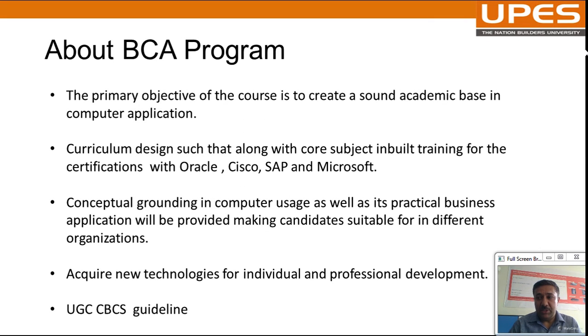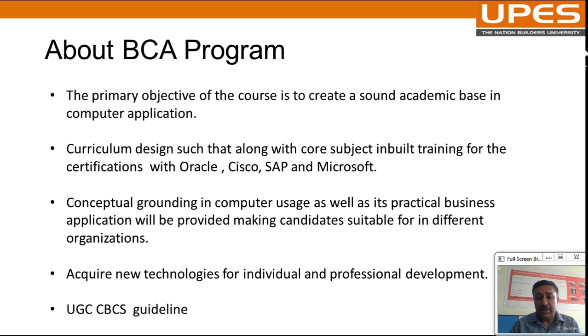About the BCA program, this program is of 3 years as per the latest guideline of UGC, based upon a choice-based credit system. The prime objective of this course is to create a sound academic base in computer application. We design the curriculum such that along with the core subjects, students can learn the contents for the certifications with Oracle, Cisco, SAP, Microsoft, etc.